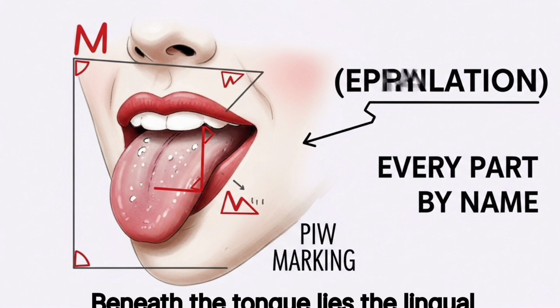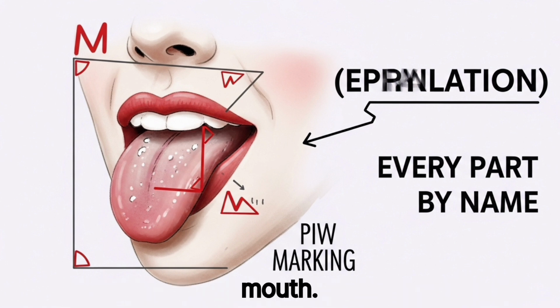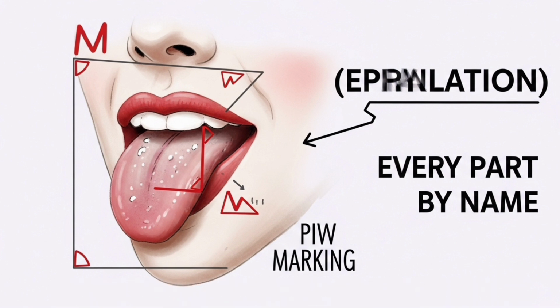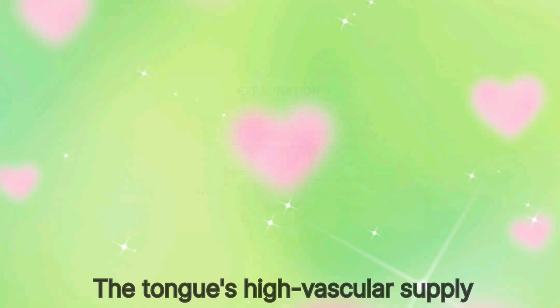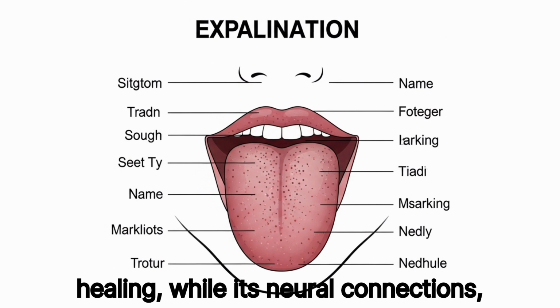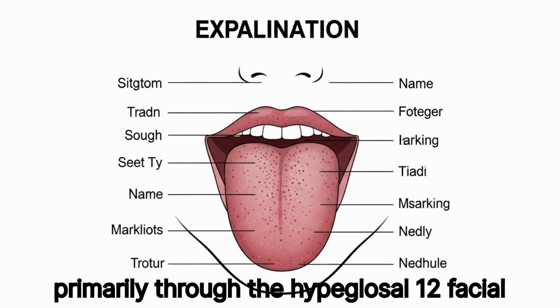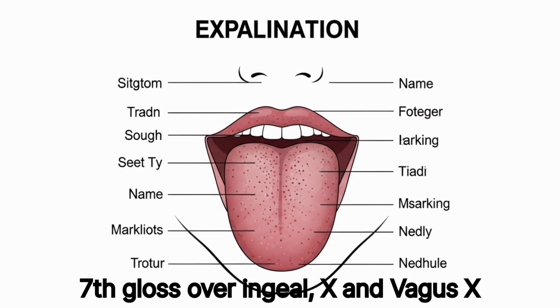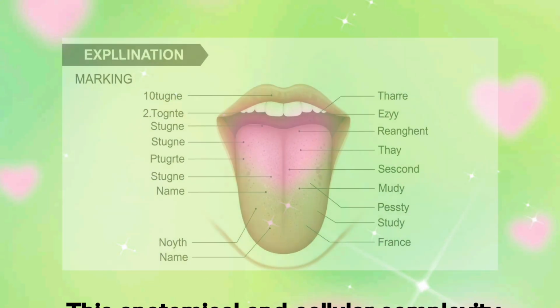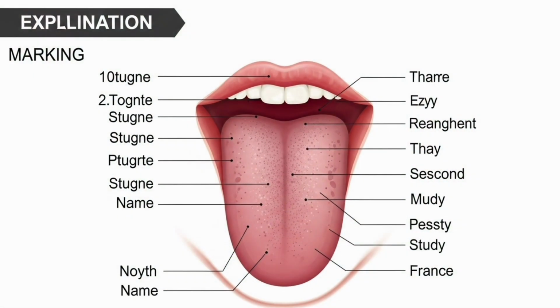Beneath the tongue lies the lingual frenulum, anchoring it to the floor of the mouth. Surrounding it are major salivary glands: parotid, submandibular, and sublingual glands, which support lubrication and digestion. The tongue's high vascular supply ensures continuous nourishment and rapid healing, while its neural connections, primarily through the hypoglossal (XII), facial (VII), glossopharyngeal (IX), and vagus (X) nerves, provide sensory, motor, and taste functions. This anatomical and cellular complexity makes the tongue one of the most advanced and versatile organs of the human body.